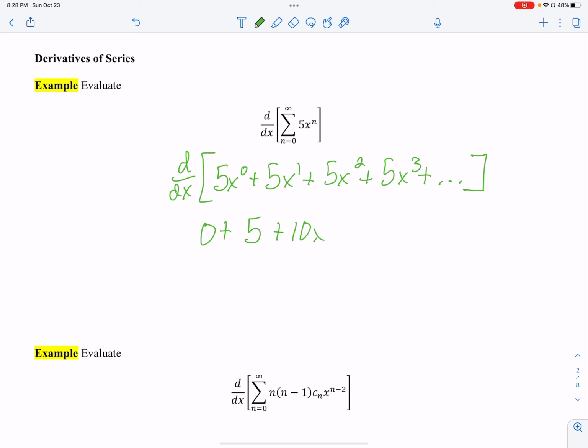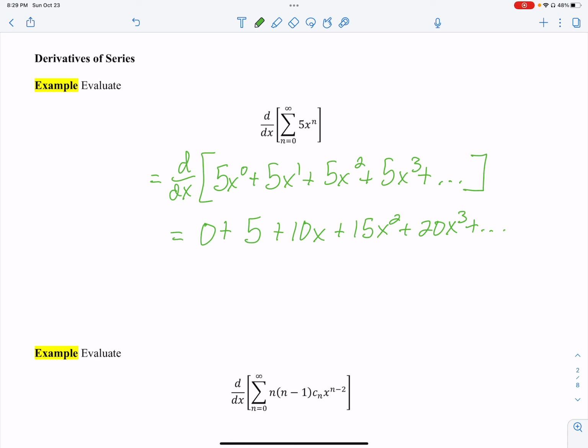Then I got 10x plus 15x squared plus, and then we'd have what, 5x to the fourth would be 20x to the third, and so forth. So the whole point of this is that if I want to take the derivative of a summation, I take the derivative of the inside.